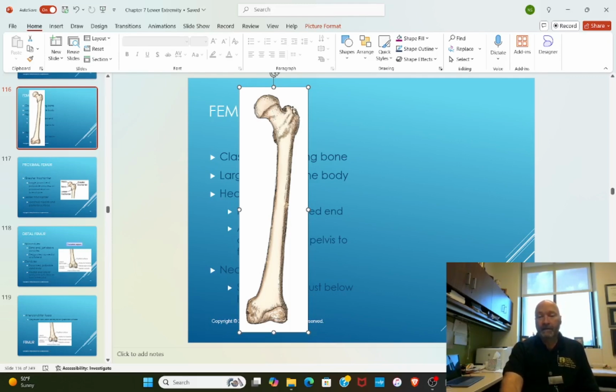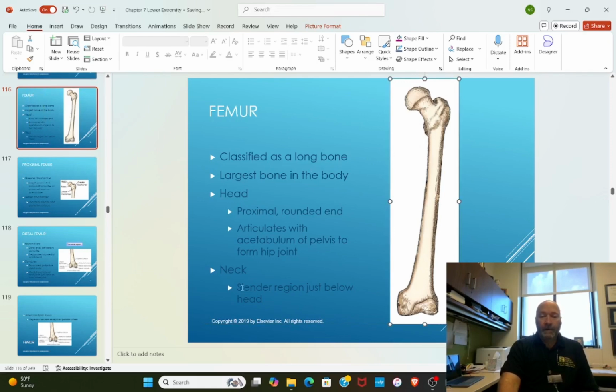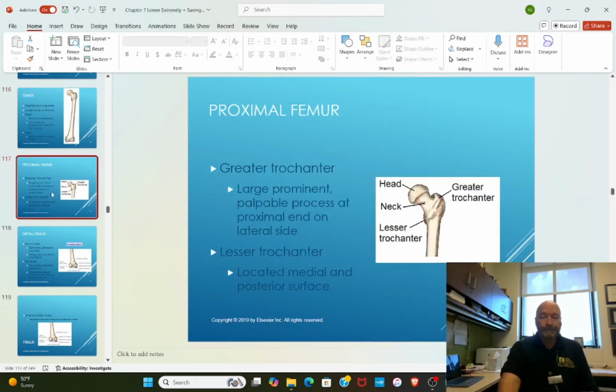But possibly the more common of the two is what we refer to as an intertrochanteric hip fracture, and that's a fracture that runs pretty much parallel to the intertrochanteric line here. So what it involves is one great big screw that goes up into the head of the femur, and then a plate that runs down a portion of the proximal portion of the femur. So it's the largest bone in the body. The head is proximal, and the neck is just below that.